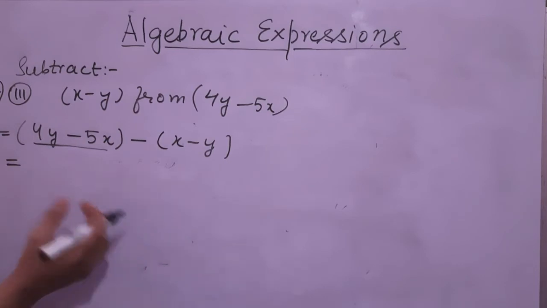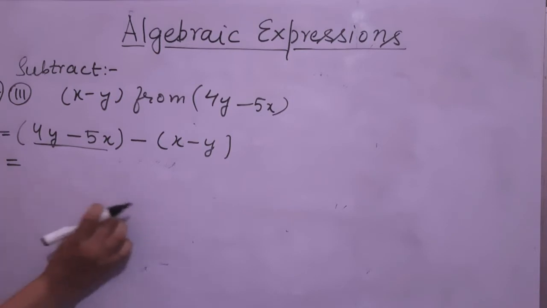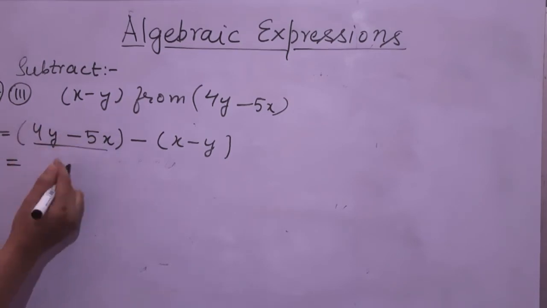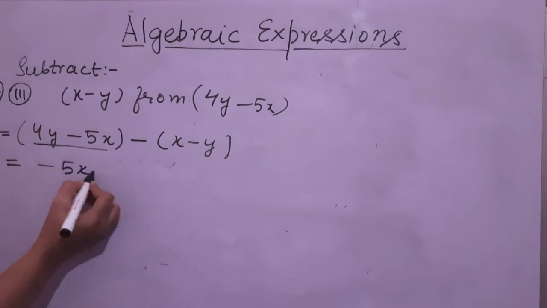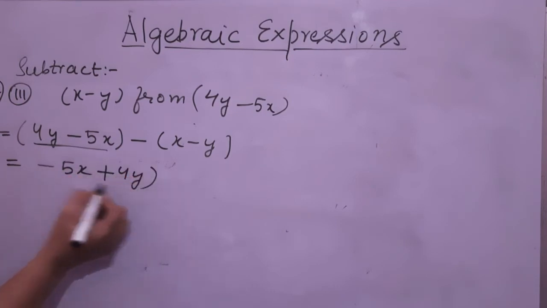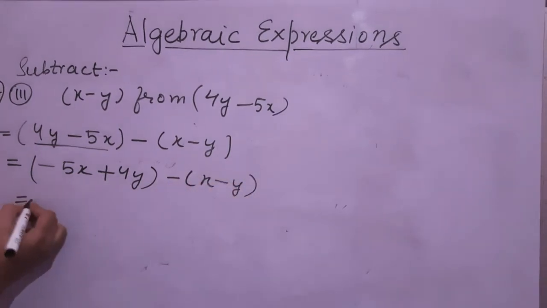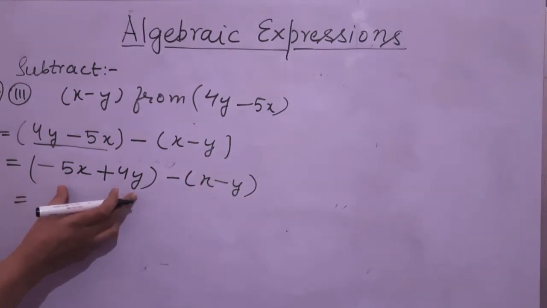I have already told you, you have to arrange all the terms of the algebraic expression in decreasing order of their powers. If powers are not there, then you will arrange the terms in alphabetical order. So as per alphabetical order, x is going to come first. That means -5x should come first, then +4y should come. -x -y. So I have rearranged the terms according to the rule.